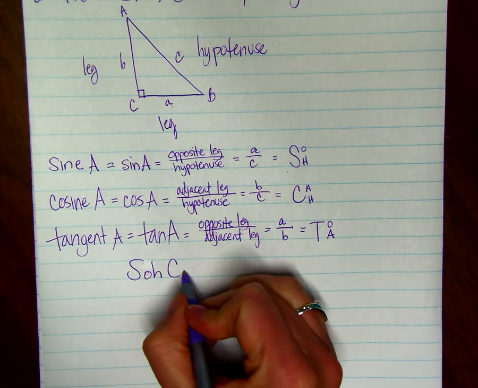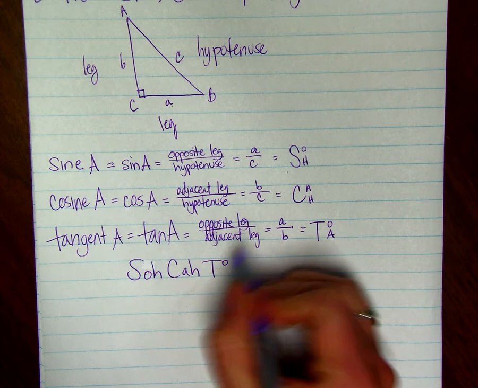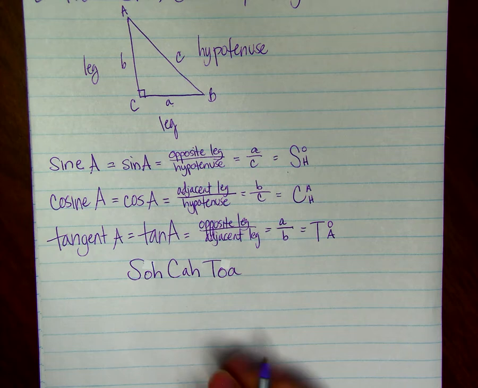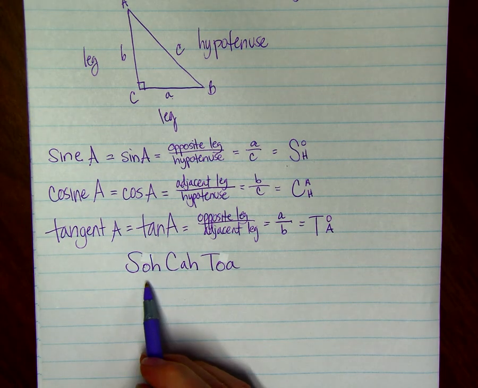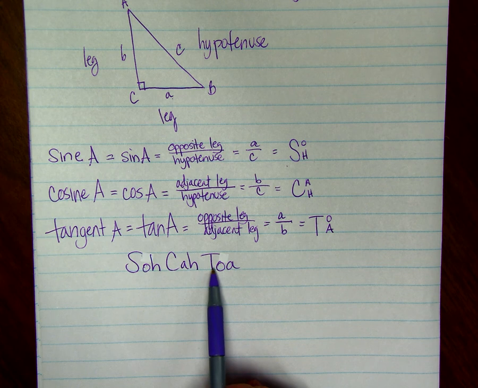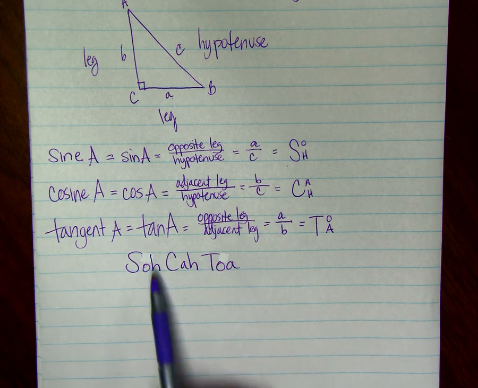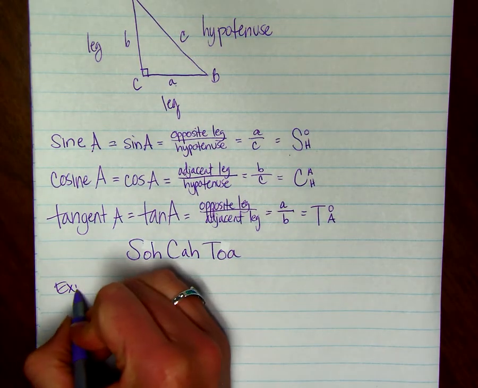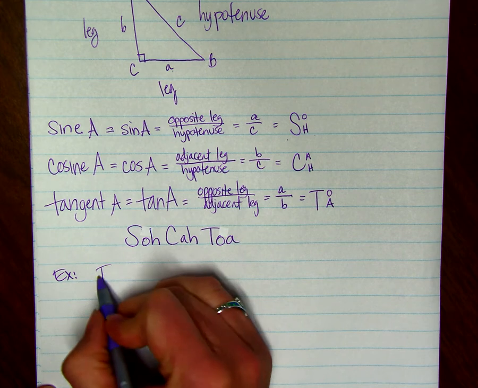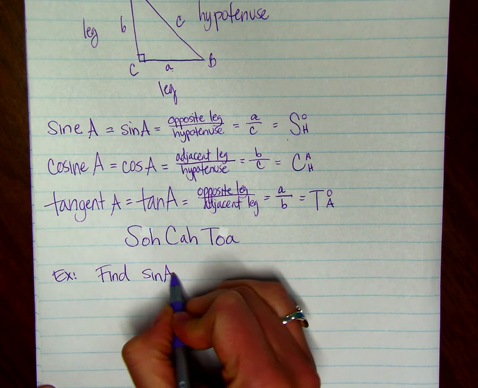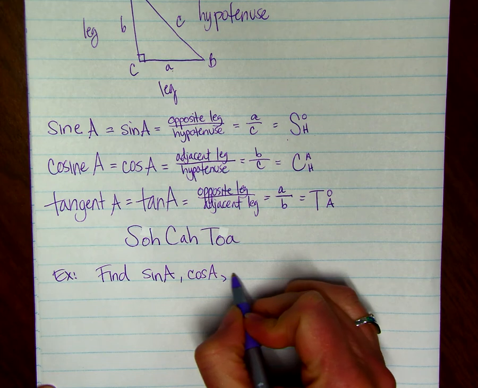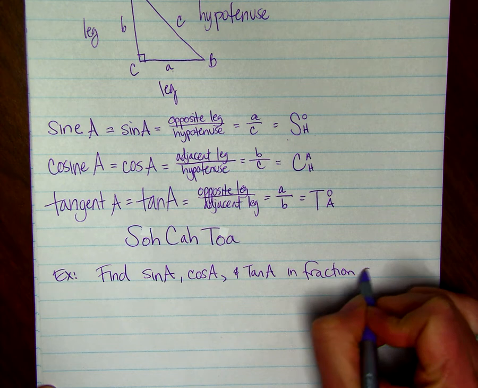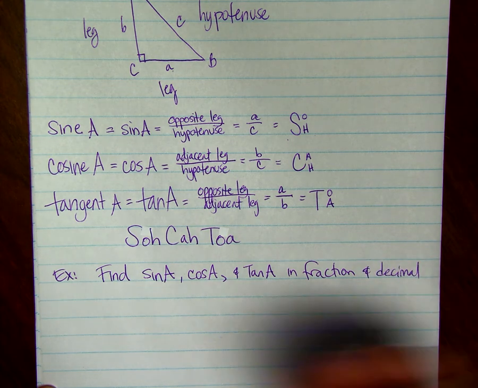So putting these 3 together to help us remember, we're going to do SOH, CAH, TOA. I'm going to put that down here. This just helps us remember the sine is opposite over hypotenuse, the cosine is adjacent over hypotenuse, and tangent is opposite over adjacent. And you can do this from angle A or angle B. So we're going to do an example where we want you to find the sine of A, the cosine of A, and the tangent of A in fraction and decimal form.